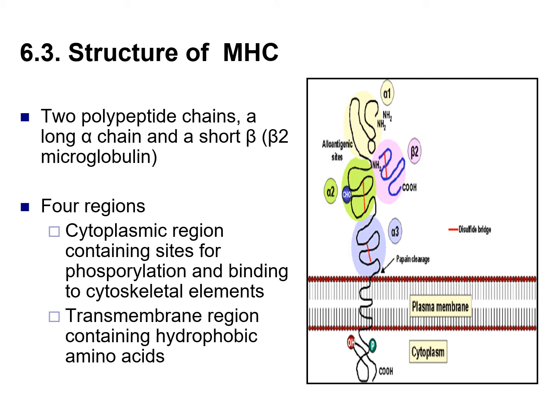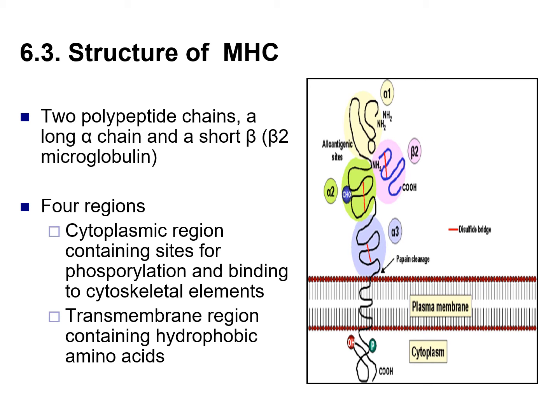So these two lines represent the cell membrane. This is inside the cell, and this is outside the cell. So you can see that they extend towards the outside part of the cell. The composition of a class 1 molecule is made up of two chains, a long alpha chain and a short beta chain. The beta chain is made up of beta 2 microglobulin.